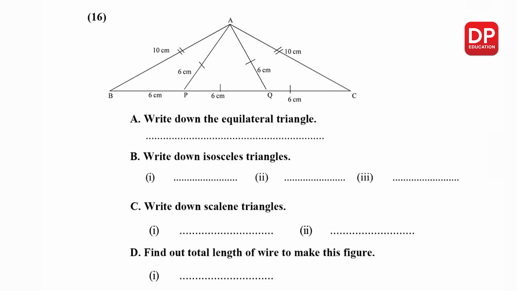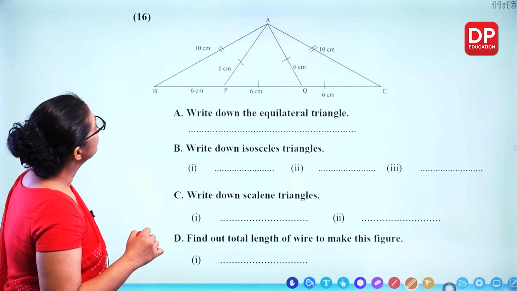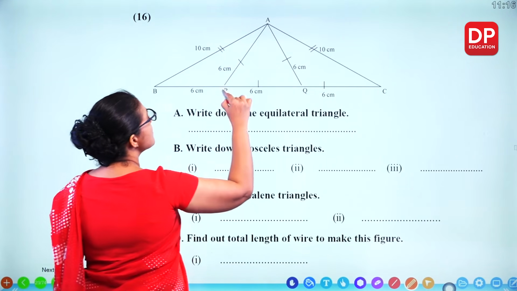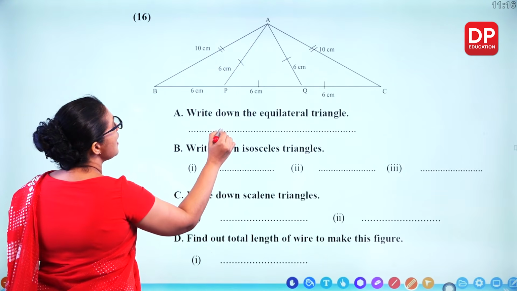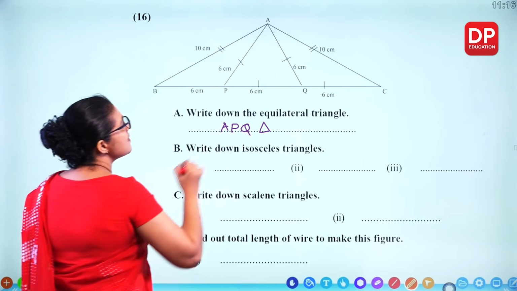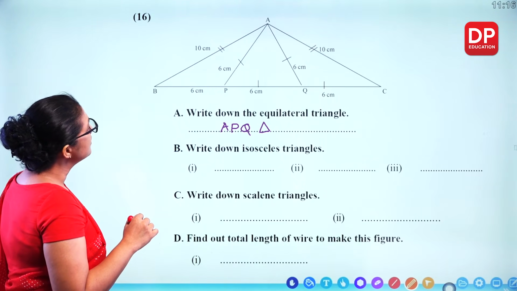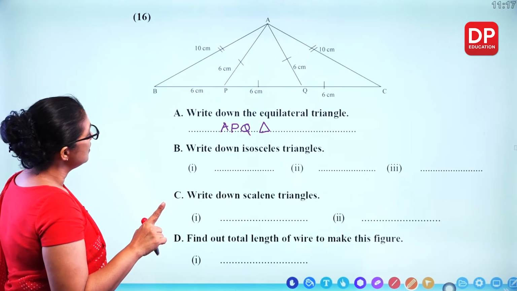Now look at this one. You have been given a big triangle. Write down the equilateral triangle. All sides are equal. Can you see in the middle? 6, 6, 6. APQ triangle is an equilateral triangle. Write down isosceles triangles. You get 3.